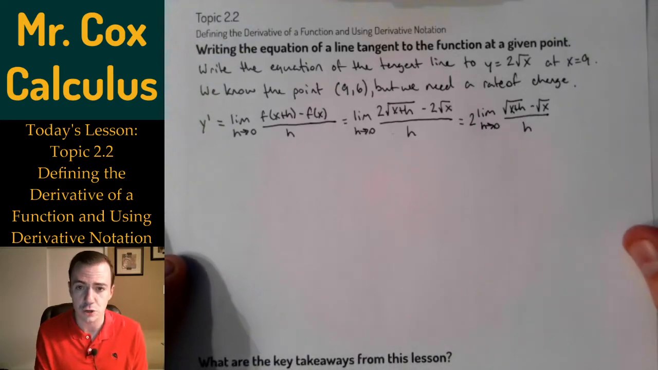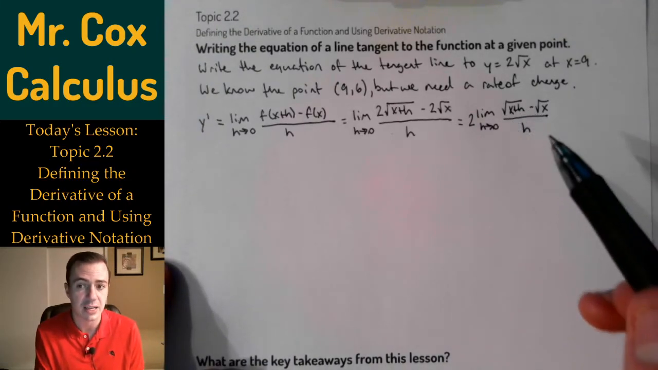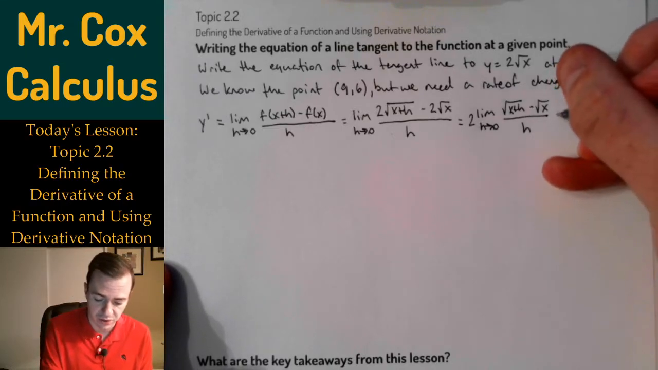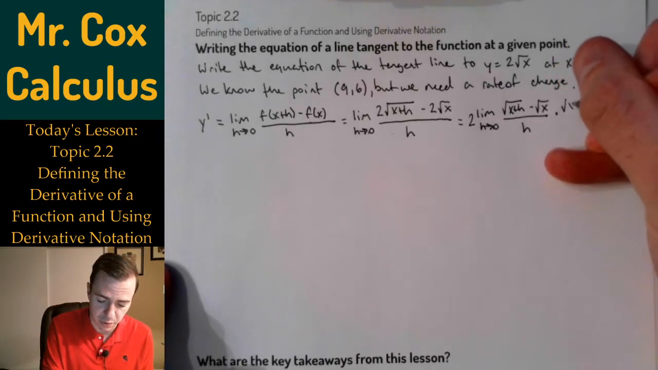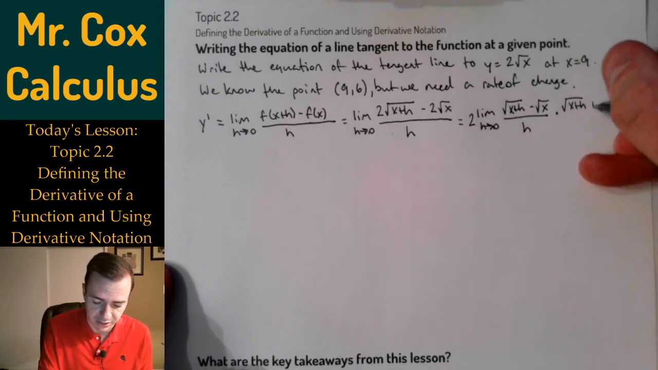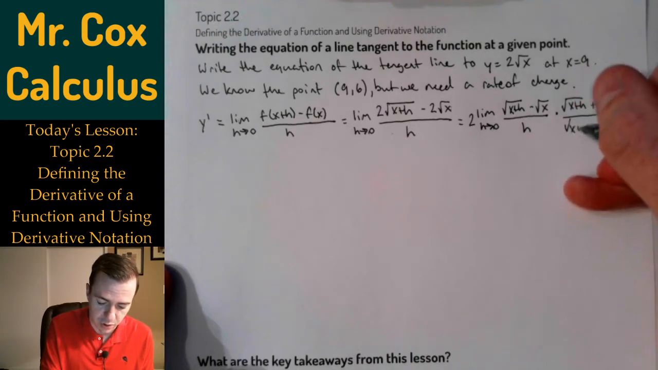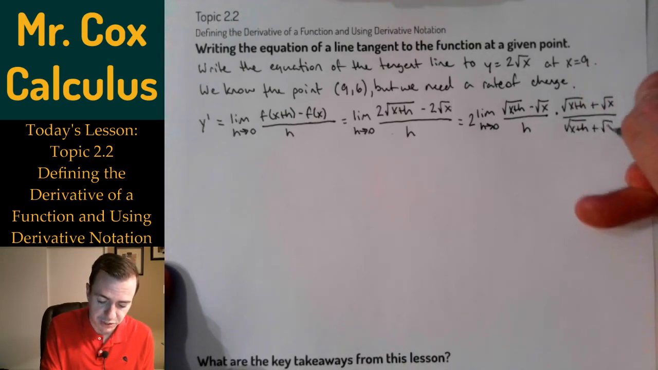So what I do want to do is see if this will simplify using the conjugate of the numerator. So this is going to be the square root of x plus h. Remember, I'm going to change this minus to a plus. So plus the square root of x, all over the square root of x plus h plus the square root of x.